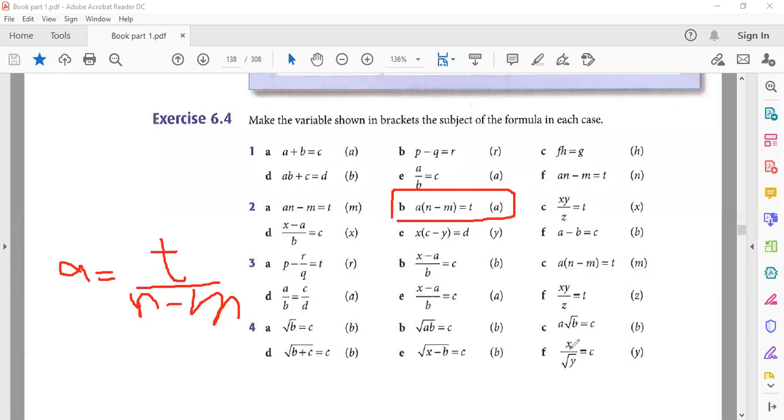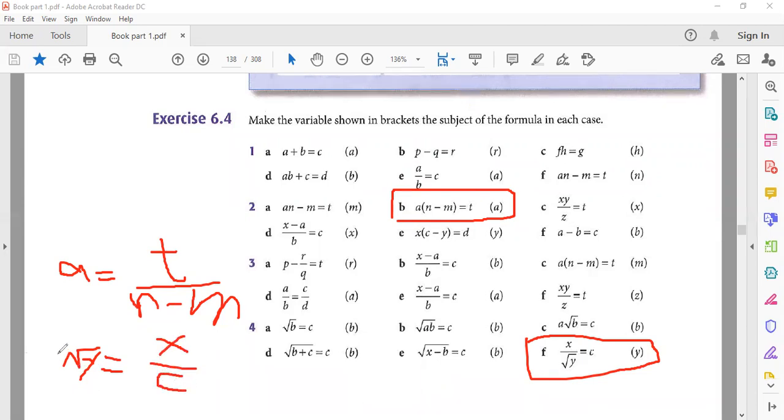Now let's start finding the F part. Here he mentioned I need to find F. So if I need to find F, I send this Y to the other side, and this C I will send here. If I send Y here, I put under root Y, that is equal to X divided by C.